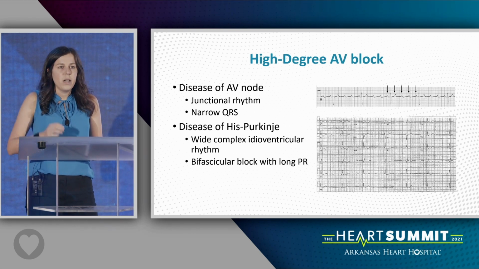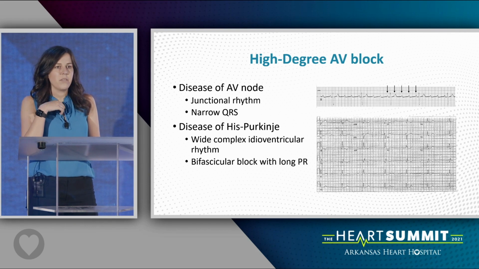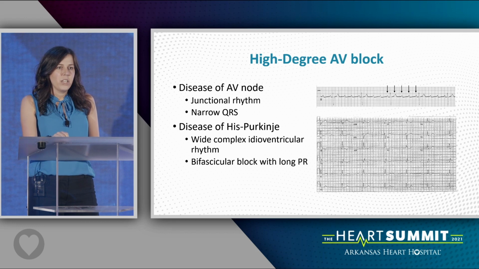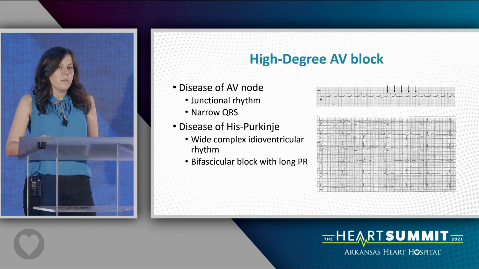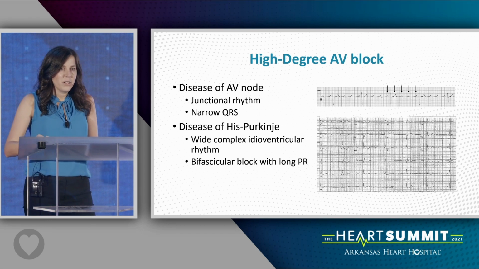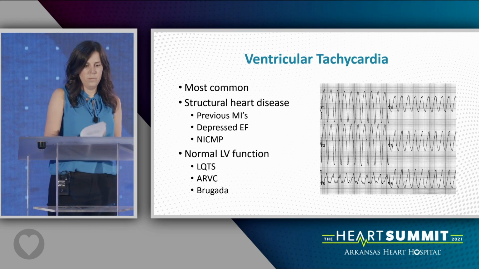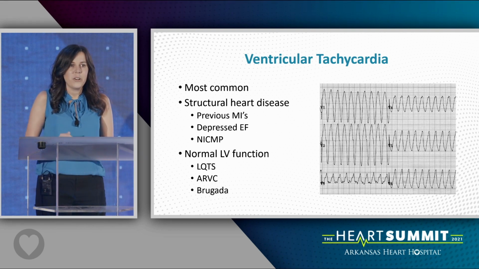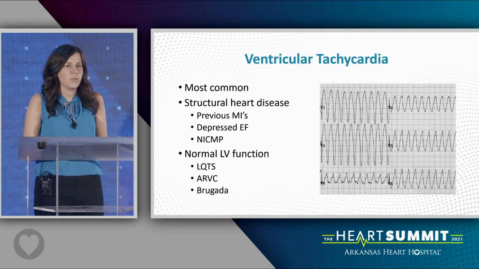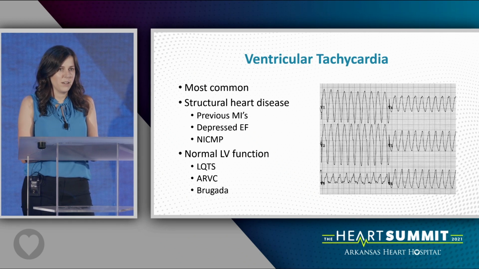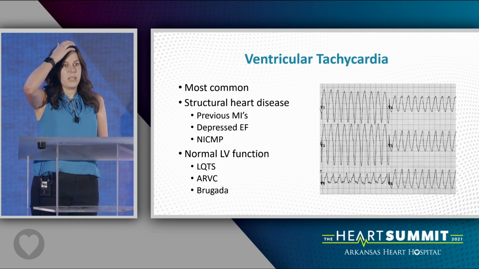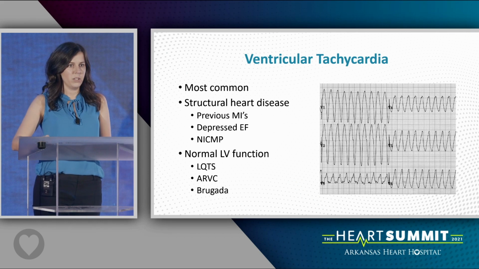High degree AV block, so disease of the AV node, junctional rhythm, narrow QRS, disease of His-Purkinje, wide complex idioventricular rhythm, bifascicular block with long PR. Ventricular tachycardia. So this is the most common cause of syncope. It can be associated with structural heart disease, previous MIs, depressed EF, non-ischemic cardiomyopathy, or normal LV function patients.